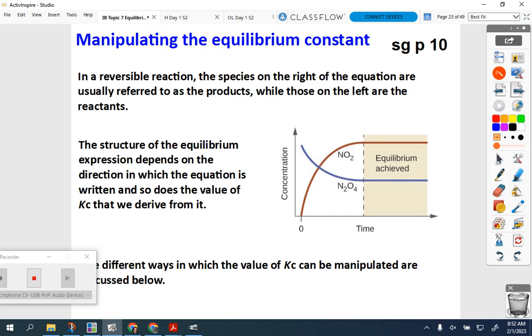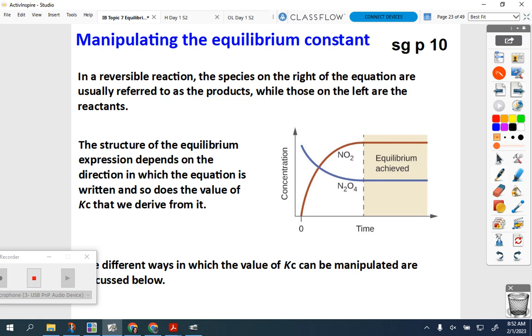All right, so moving to page 10, we're going to talk about what happens when we manipulate the situation to change Kc. And there's a number of ways that we can do that. There's a table at the top of page 10 that you can fill out as we go, just to understand what the results of these manipulations are going to be.